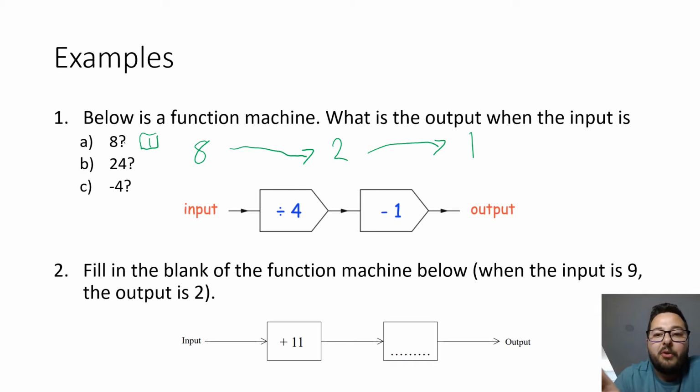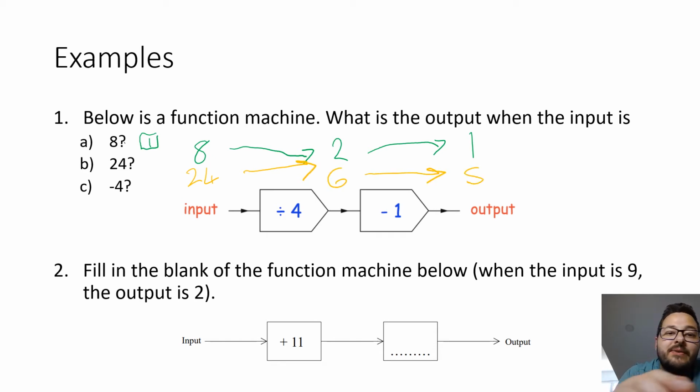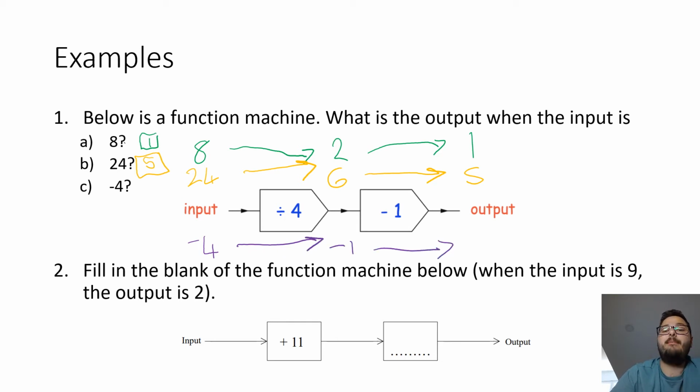Let's do another one. Now we want 24. So we start with 24. Again, we divide by 4 to get 6. And then 6 take away 1 is 5. And then C is minus 4. So let's go underneath. So we're starting with minus 4 this time. Minus 4 divided by 4 is minus 1. And then minus 1 minus another 1, you're going to be on minus 2. So the answer to this one is minus 2.